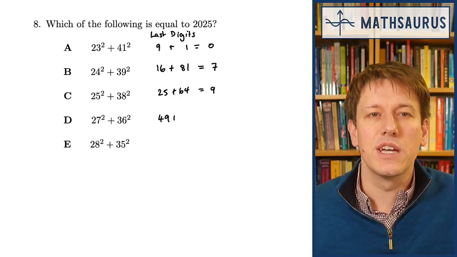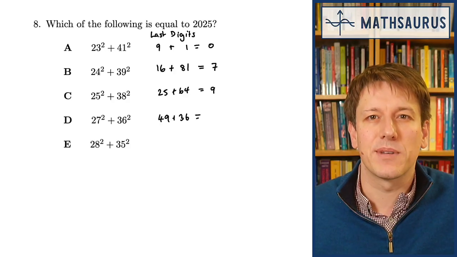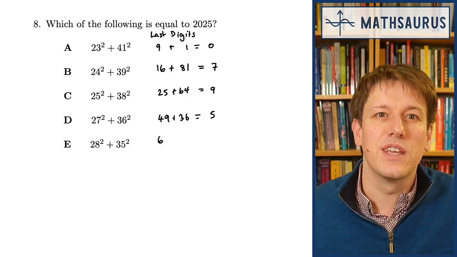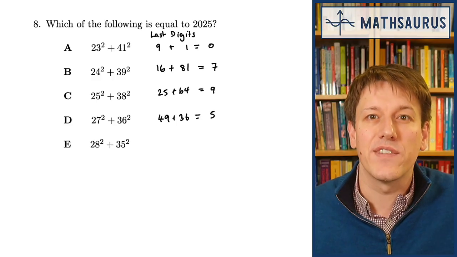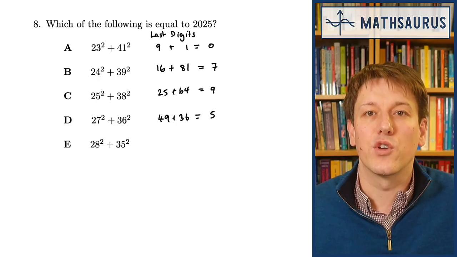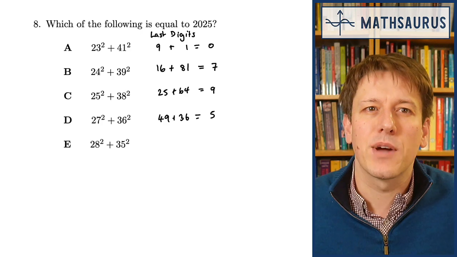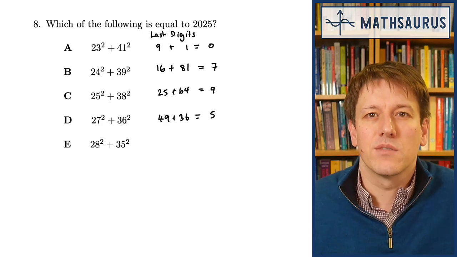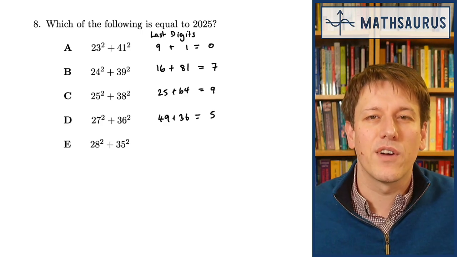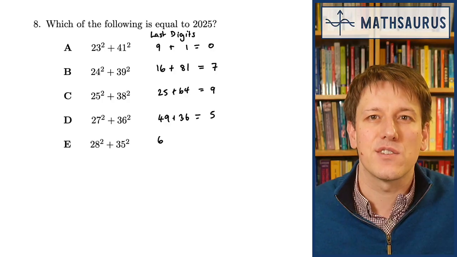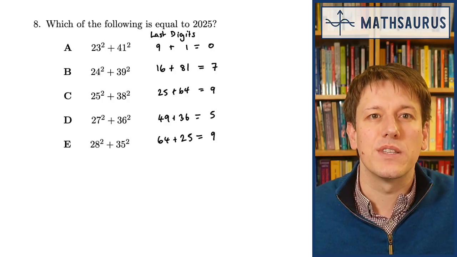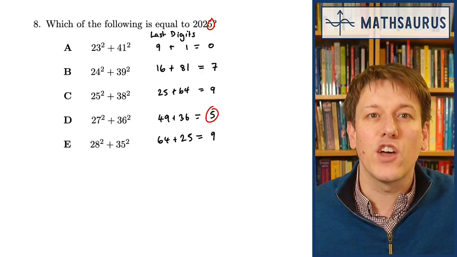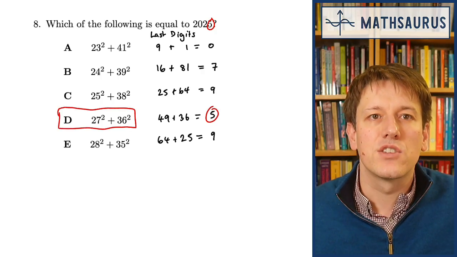For D, we've got 7 squared plus 6 squared, so 49 plus 36, and the last digit for this one is 9 plus 6, which is 5, so that's more promising because 2025 does end in a 5, so that's the first one that could be the answer. We don't know it is yet because we haven't checked the last option, as we might need to do some further work if E also had last digit 5. But E actually doesn't have last digit 5, it's 64 plus 25, so that would end in a 9, and the only option that can work here is D, so that would be the answer.